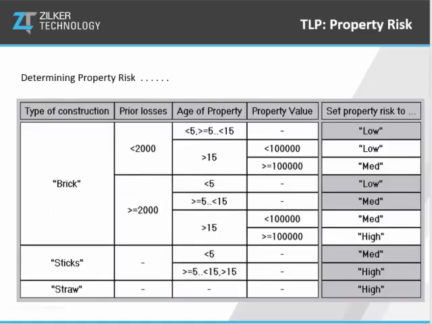Now let's take a look at the next piece of knowledge. It's all about property risk and how we determine property risk. Here again, we've got some premise attributes, in this case type of construction, the prior losses, the age of the property, and property value, all of which influence the property's risk score. And here we can see that it's a low, medium, or high risk score.